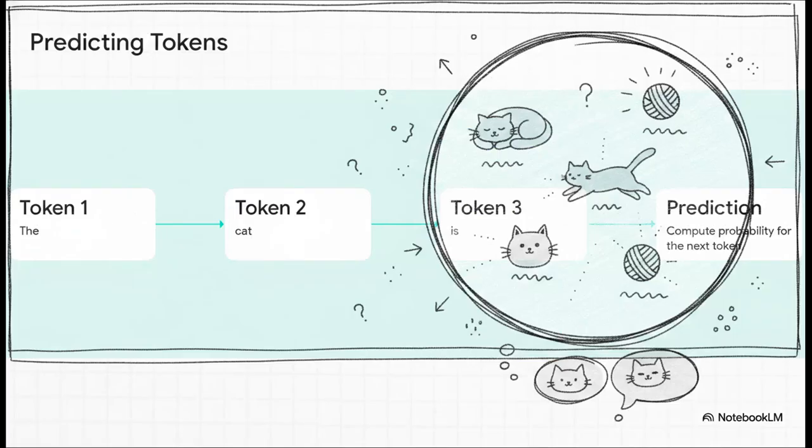Imagine the sequence: the, cat, is. To figure out step 4, the model computes a massive probability distribution over every single possible next token in its entire vocabulary. Like, could it be sleeping? Could it be jumping? Now here's what you really need to take away from this.